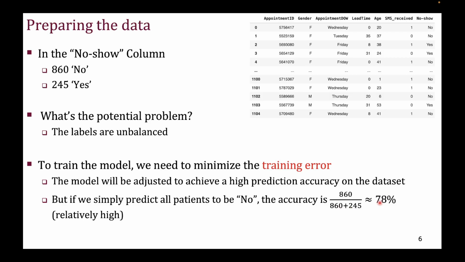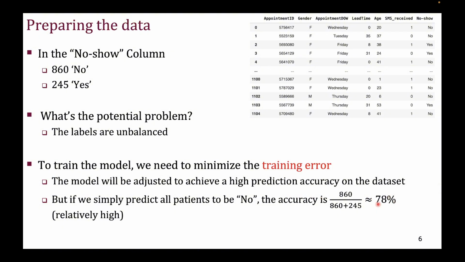I mean, 78% may not be that impressive, but you let the model almost do nothing, just predict everything as no. And then you're already achieving 78% accuracy. Right? So if you only focus on accuracy as the performance measure, it's not that bad, right? It's not very impressive, but it's not that bad.